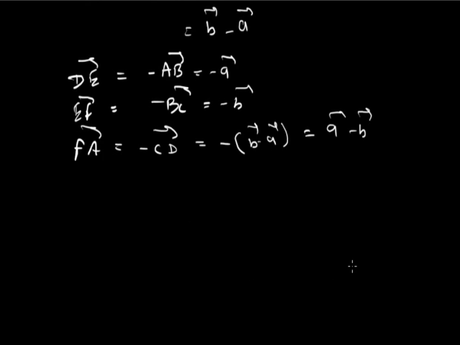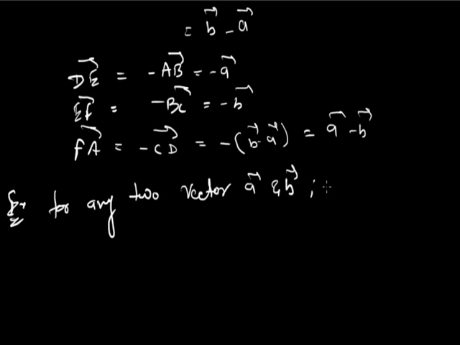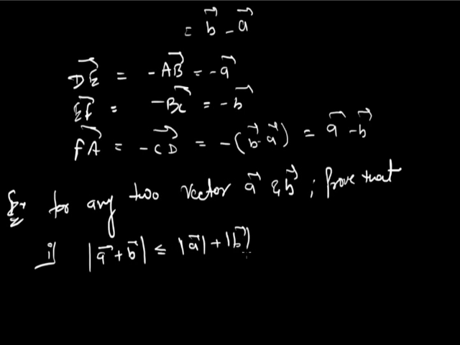Now let's take the next example. For any two vectors a vector and b vector, prove that the magnitude of a vector plus b vector is less than or equal to the magnitude of a vector plus the magnitude of b vector. Second, the magnitude of a vector minus the magnitude of b vector is less than or equal to the magnitude of a vector plus the magnitude of b vector.